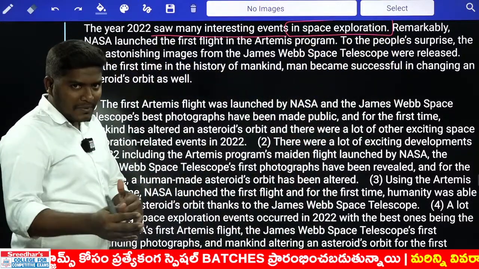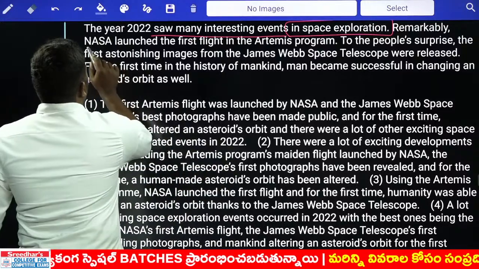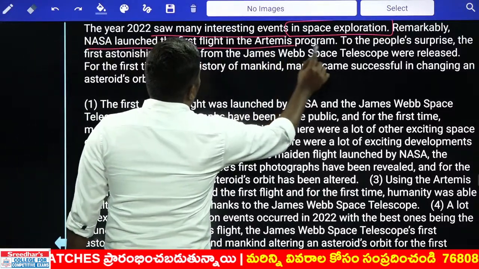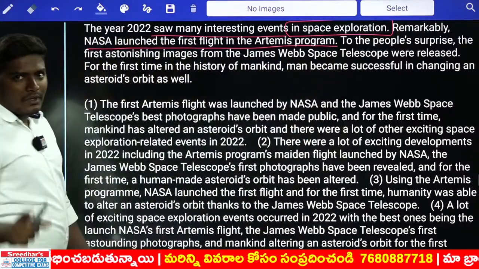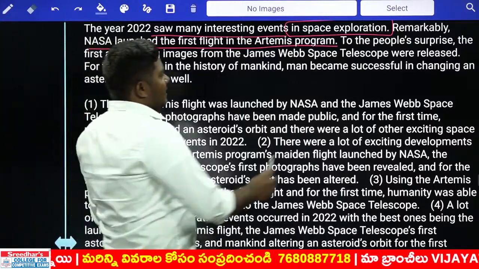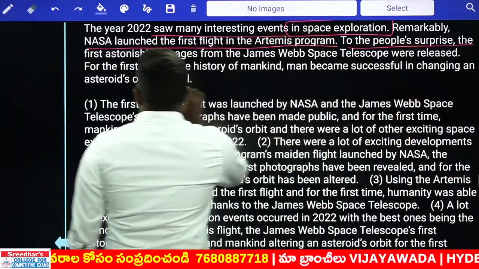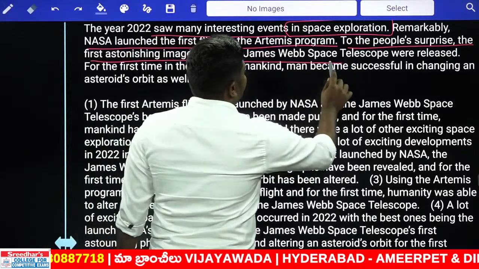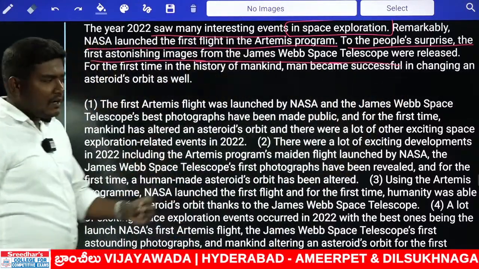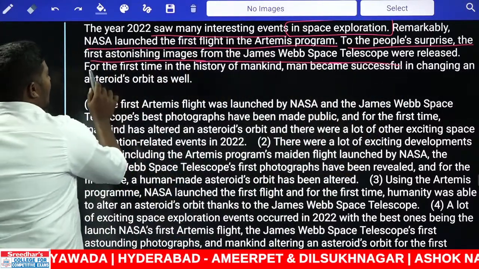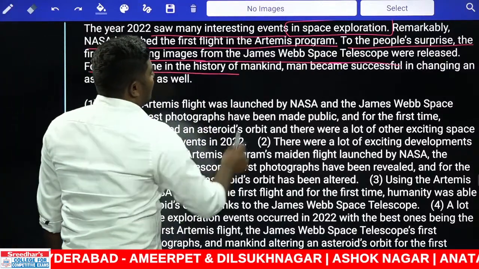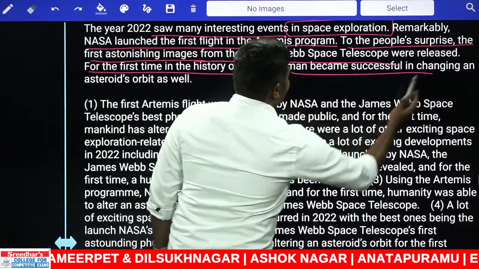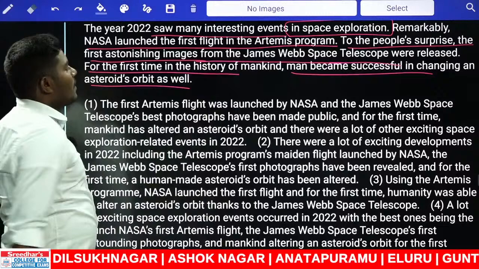Remarkably, that means namely, first one, NASA launched the first flight in the Artemis program. That is the first achievement. Second one, to the people's surprise, the first astonishing images from the James Webb Space Telescope were released. That is the second one. Third one is, for the first time in the history of mankind, man became successful in changing an asteroid's orbit as well.